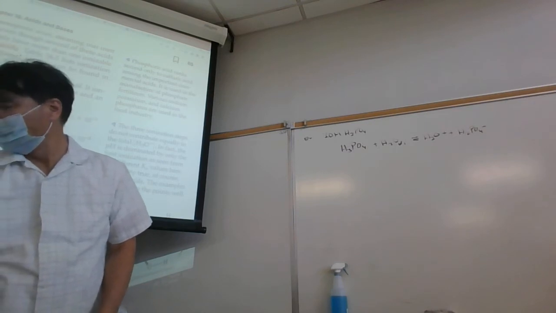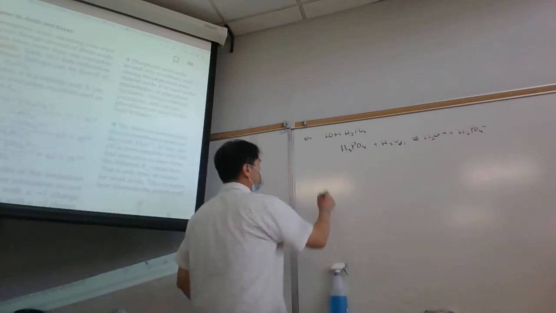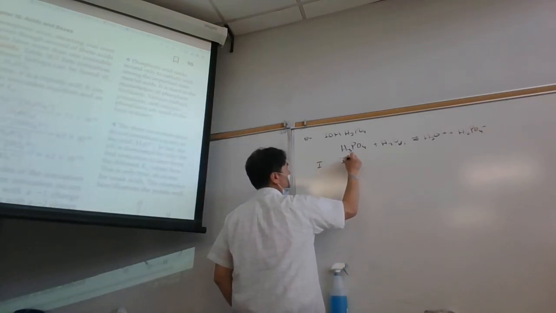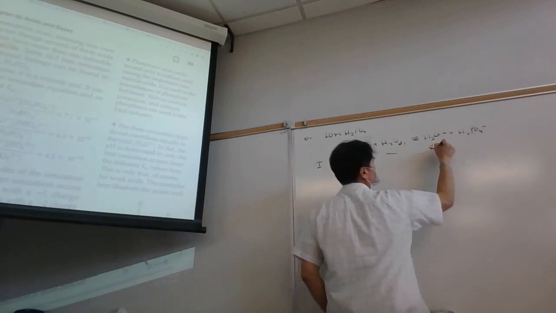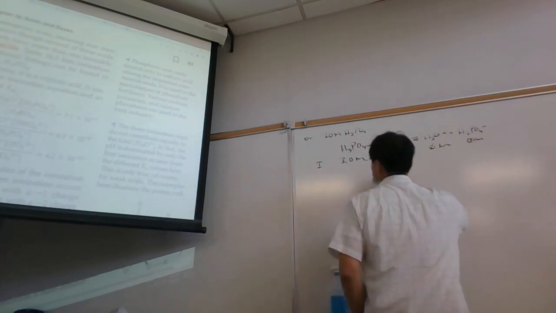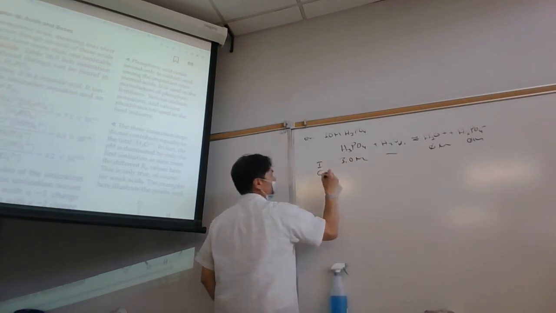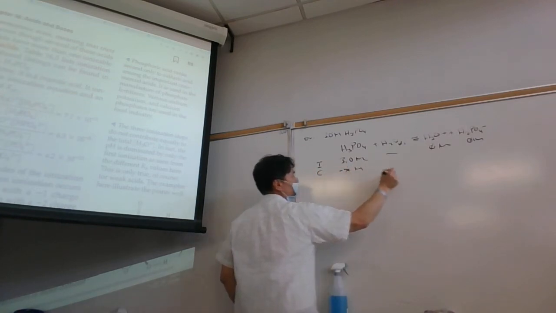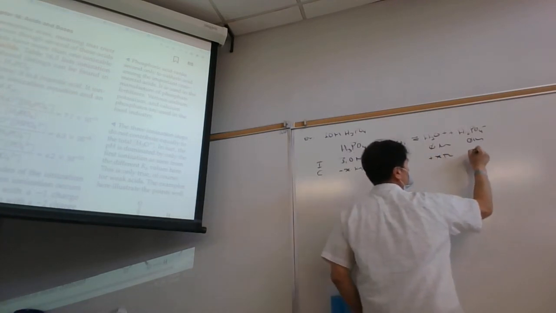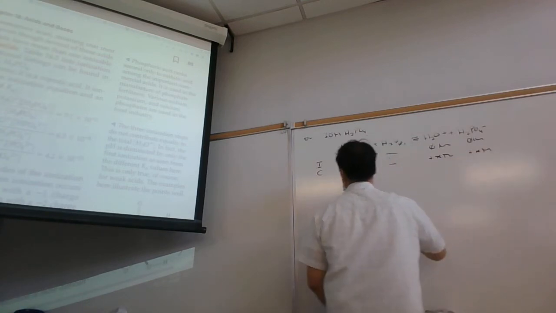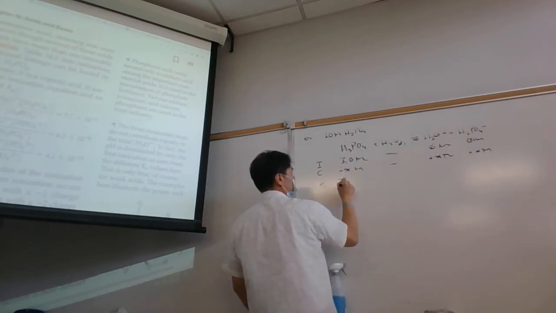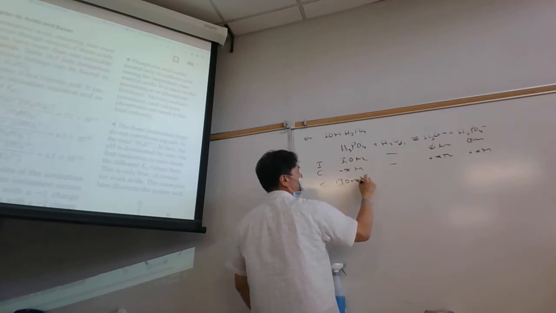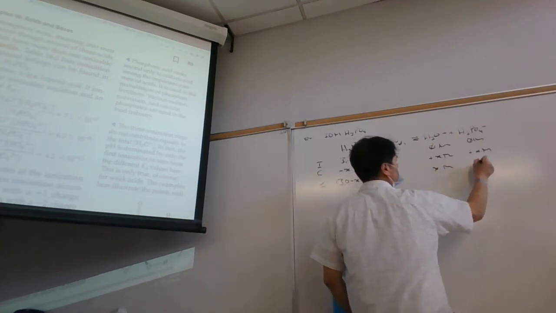Next, we'll just put in our initial, which is going to be 3.0 molar, H2O, 0 molar, and 0 molar. So we're going to assume that nothing's hydrolyzed yet. And then the change will be minus X molar, plus X molar, plus X molar. Okay. And so at equilibrium, we're going to have 3.0 minus X molar, X molar, and X molar.